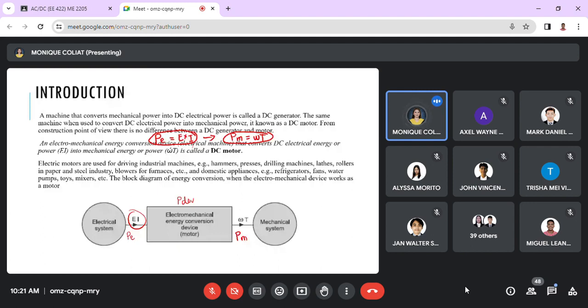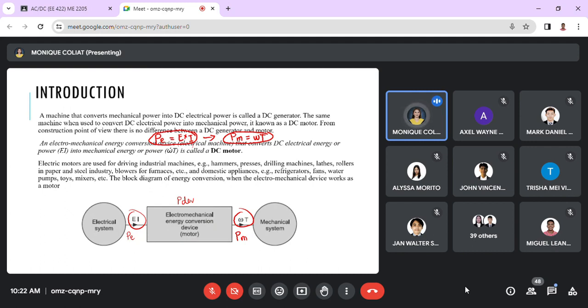Okay, so from this block diagram, you can see an electrical system here, nandun yung input natin, yung ating electrical power, which is current times voltage. Then we have here the electromechanical energy conversion device, which is yung motor. Ang kanyang output is mechanical power, which is equal to angular velocity times torque. Okay, so that is the electromechanical system.